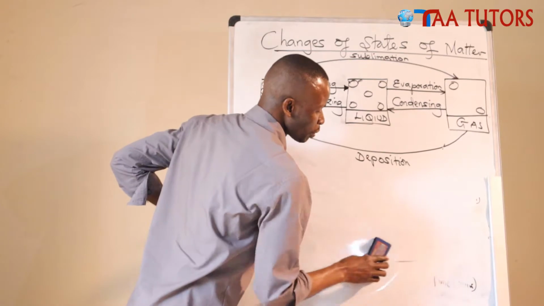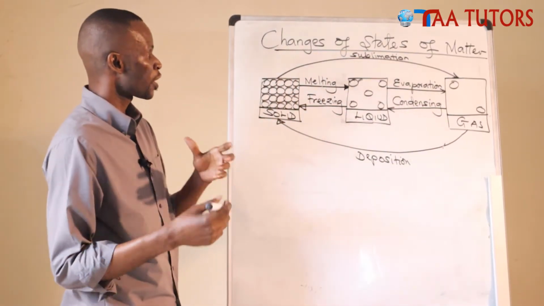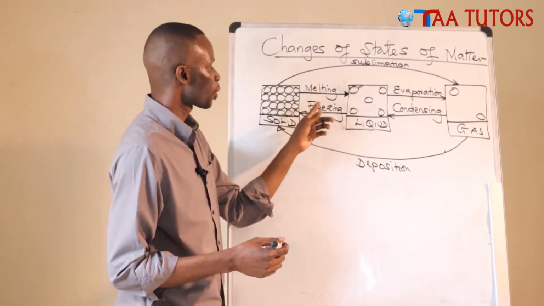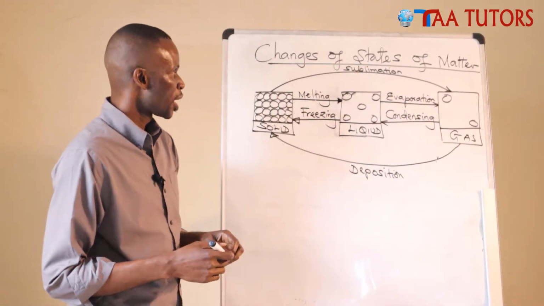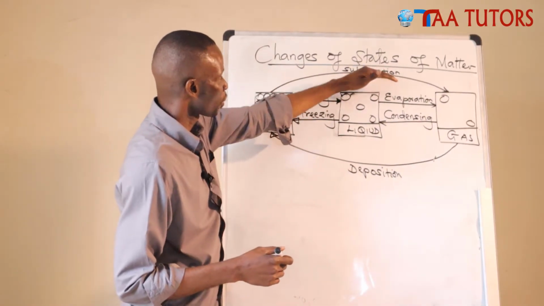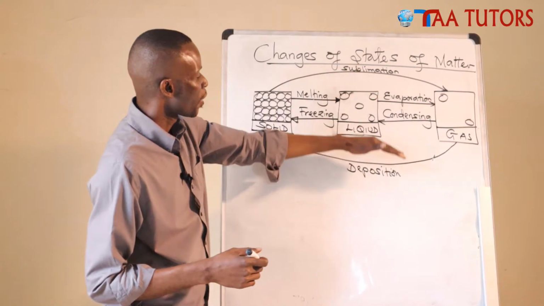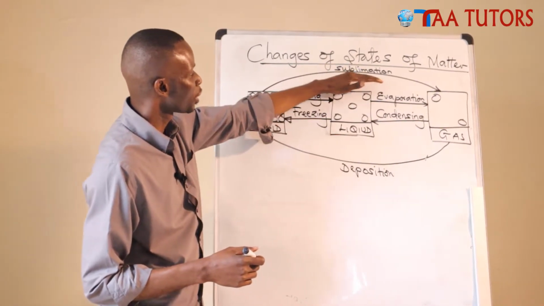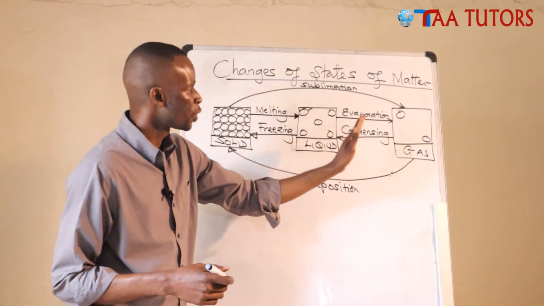Whatever can undergo sublimation will undergo deposition because they are opposite each other, just like melting is opposite freezing. Evaporation is opposite condensation. Sublimation and deposition are changes of state of matter that skip the liquid state. It's changing directly from solid into gas.